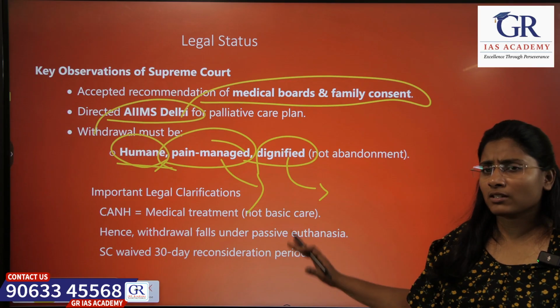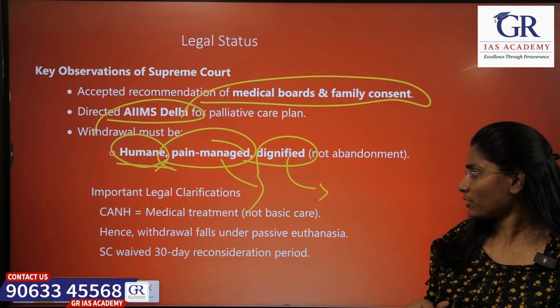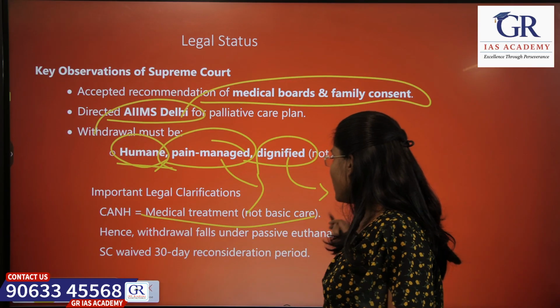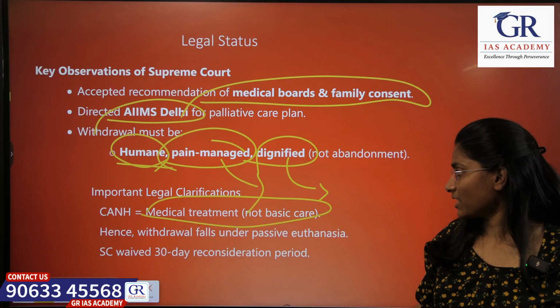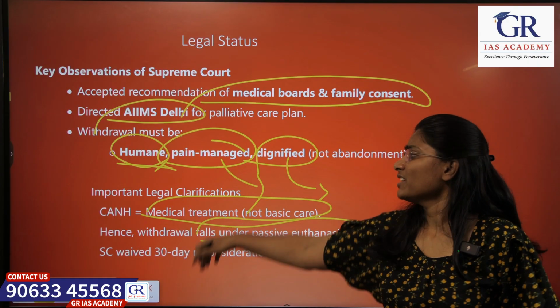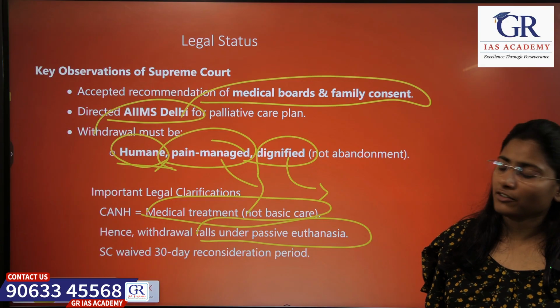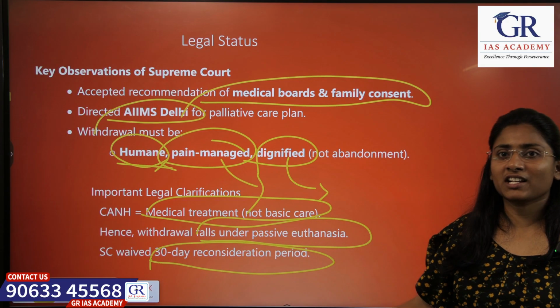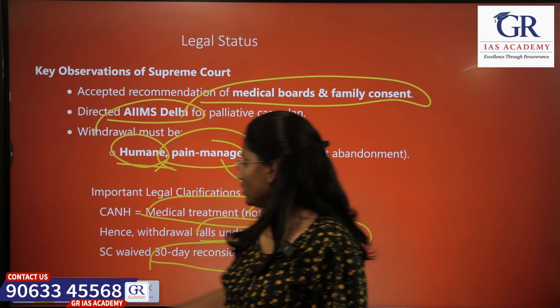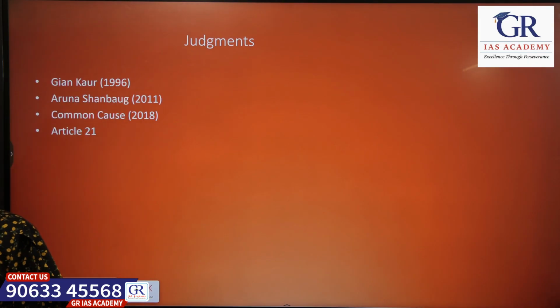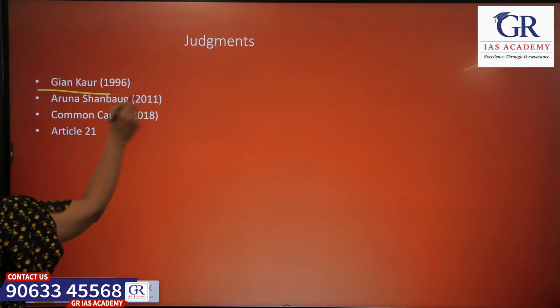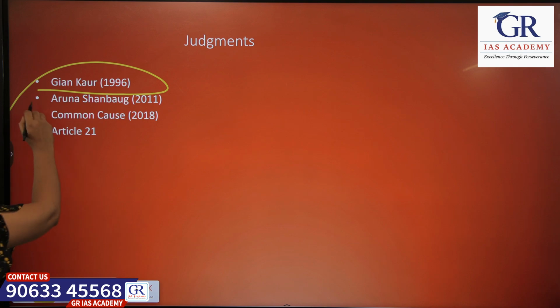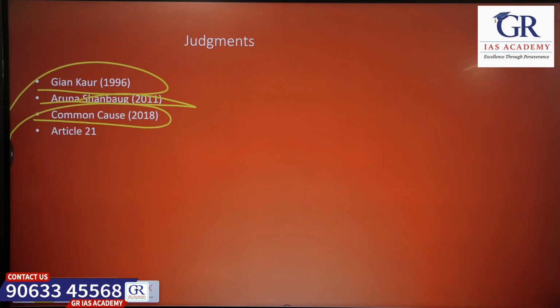Okay, fine. There are some important legal things we need to remember here. It is a medical treatment, not a basic care. So withdrawal falls under passive euthanasia, and it also gave 30 days to the family to reconsider the decision. Okay. And what about the judgments in various cases? In Gian Kaur 1996 case, Aruna Shanbaug 2011 case, Common Cause 2018.